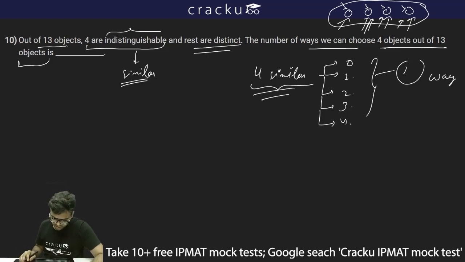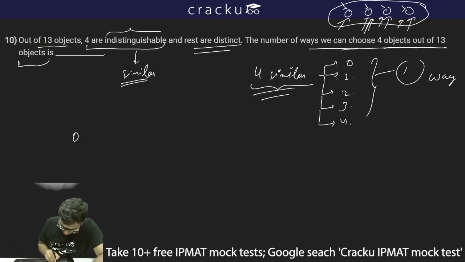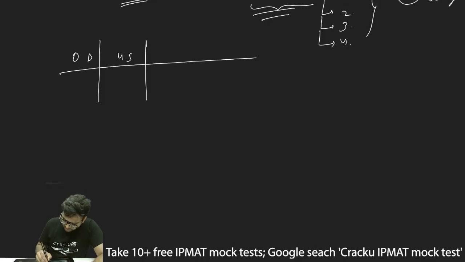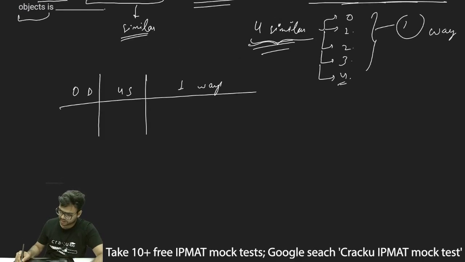Now the number of ways we can choose 4 objects is, basically what we can have is, either we can choose 0 distinct and 4 similar. So 0 distinct and 4 similar. Then in this case the number of ways will be what? The number of ways will be 1 only, because choosing 4 objects from 4 similar items is one way. There is only one way for 4 items selected from 4 similar objects.